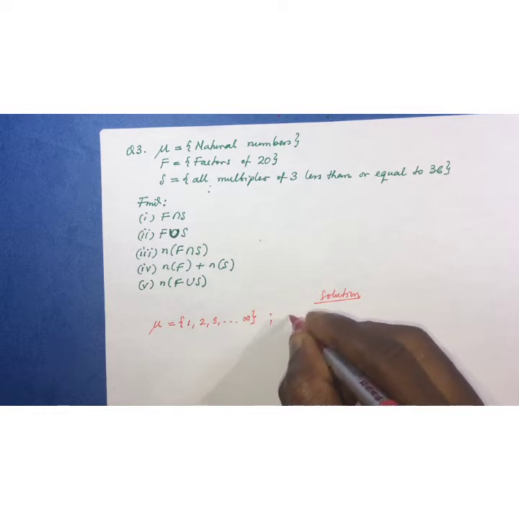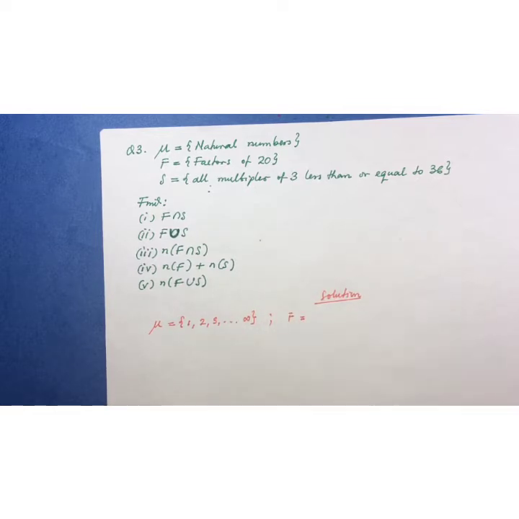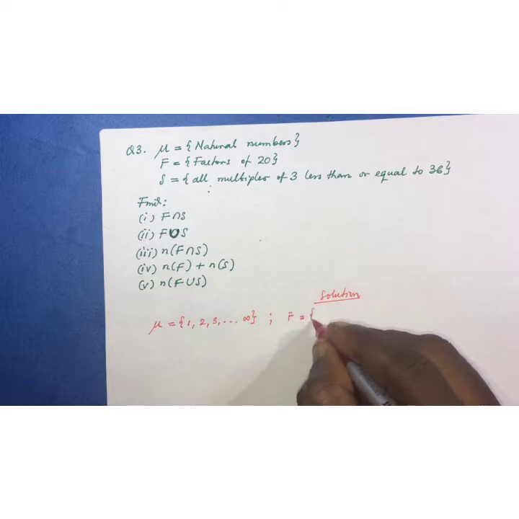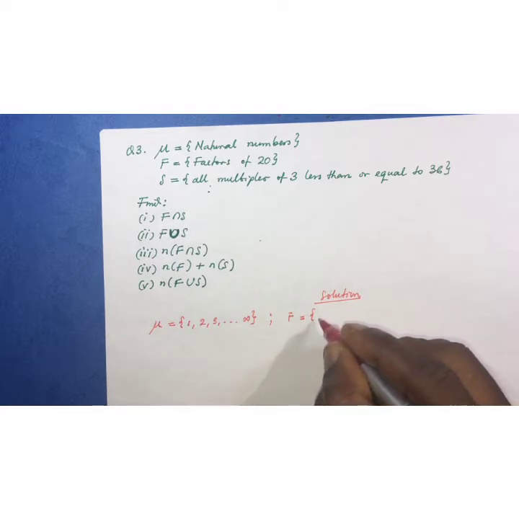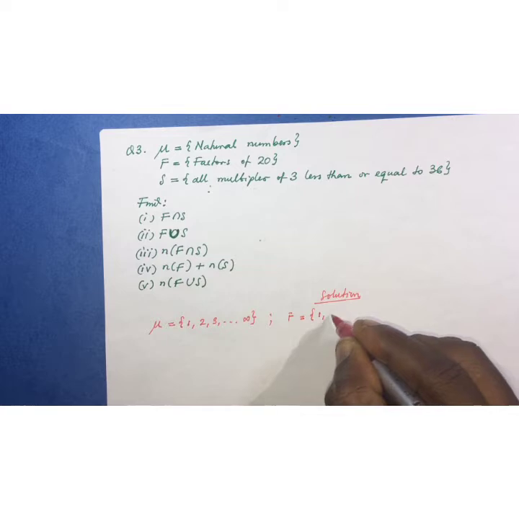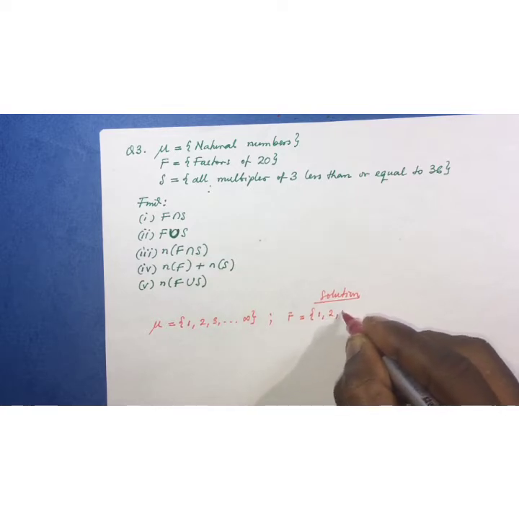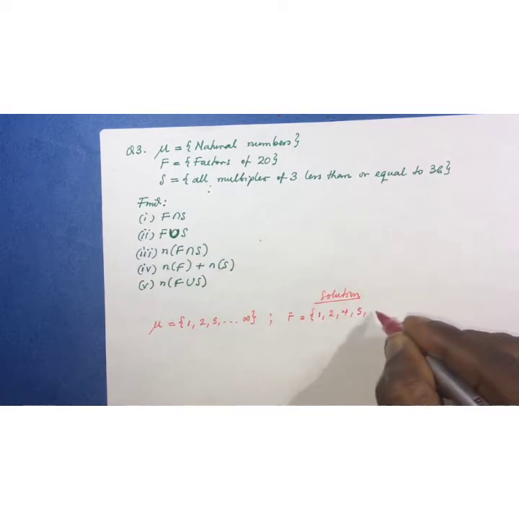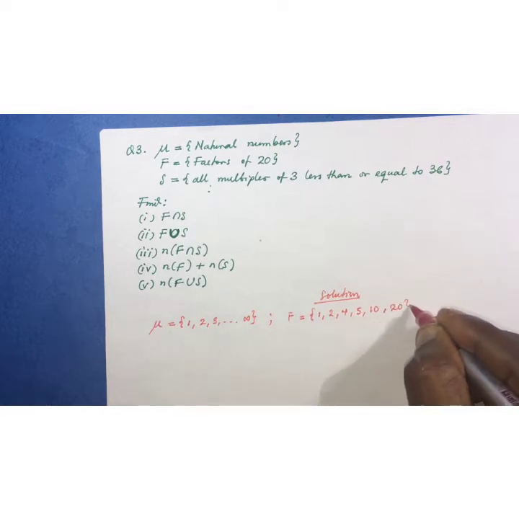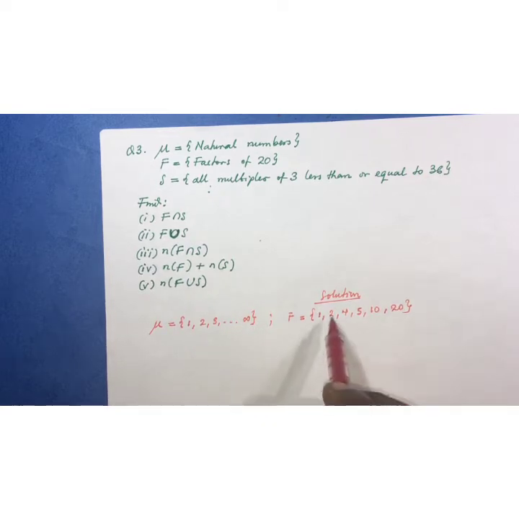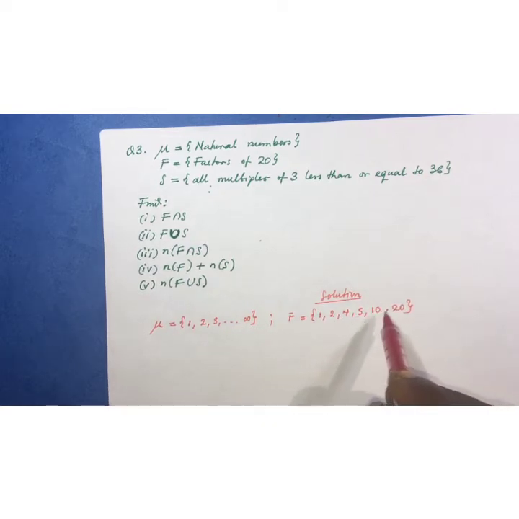Then F will be the set containing all the factors of 20. So what are the factors of 20? The factors of 20 will be all the numbers that can divide 20 without leaving a remainder. So I'm going to take all the factors of 20 as 1, 2, 4, 5, 10, and 20. So these are the factors of 20: 1, 2, 4, 5, 10, and 20.